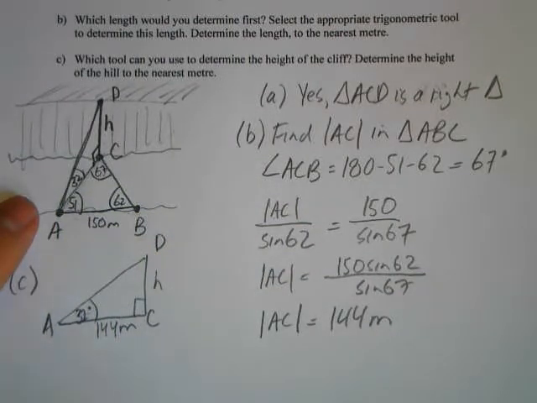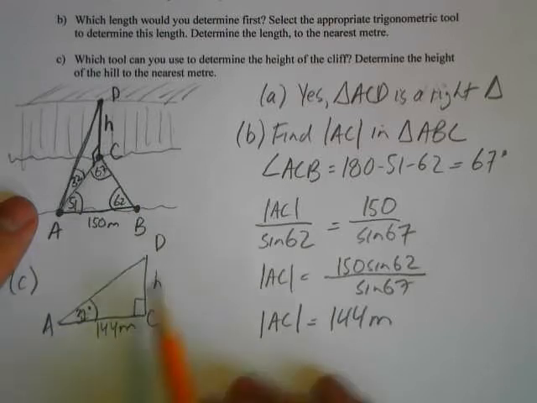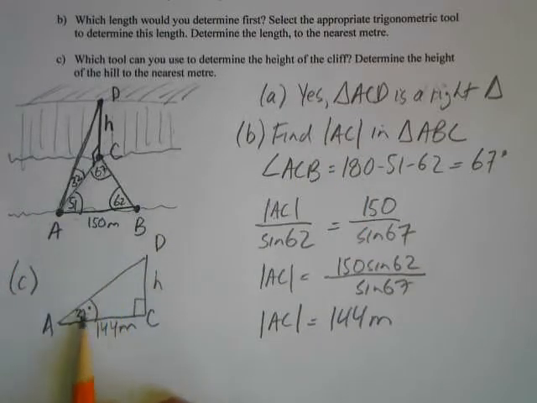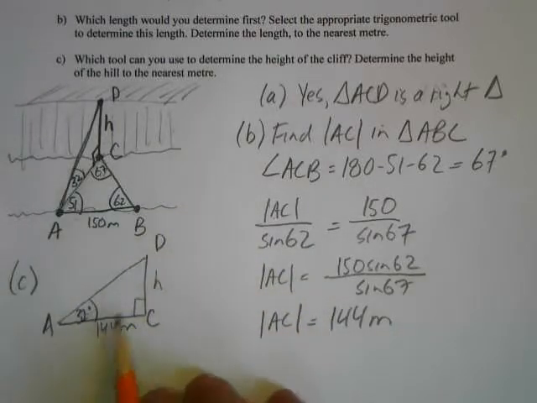Okay, so again, that's a right triangle. We talked about that in part A. So can I use trig ratios? Yes, I can. I've got a side and an angle, and that'll be enough. So which trig ratio should I use?